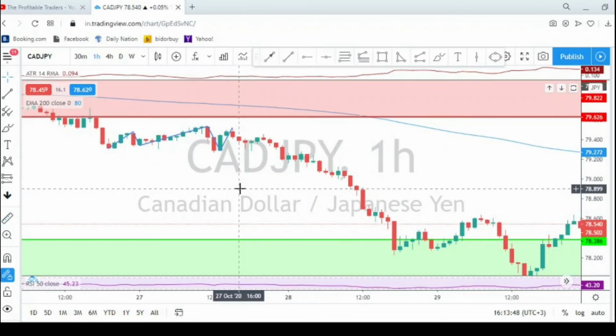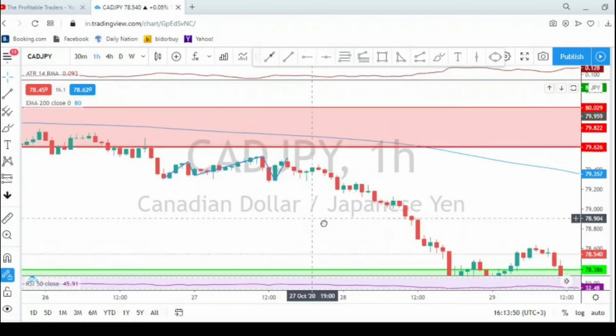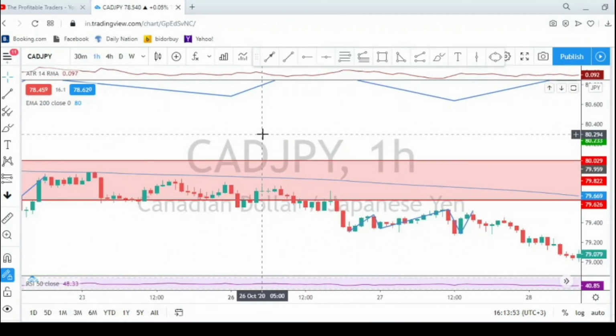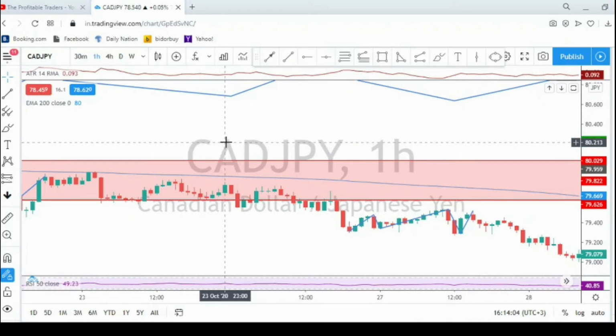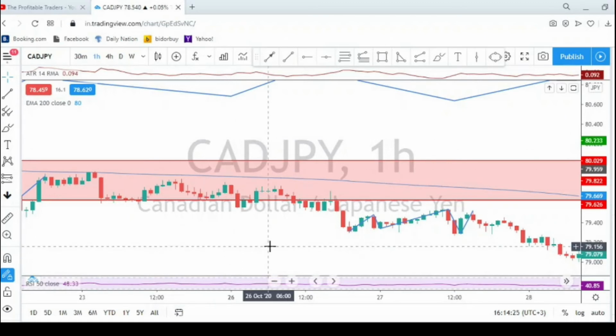And this is how this strategy works, guys. You look for a trending market, and if the market is trending above the 200 EMA, look for buying opportunities, and if the market is trending below the 200 EMA, look for selling opportunities. You enter the trade at the pullback, and the pullback should not close below or above the 200 EMA. If it closes below the 200 EMA, then you do not look for any buying opportunities, and if it closes above the 200 EMA, then you do not look for any selling opportunities.